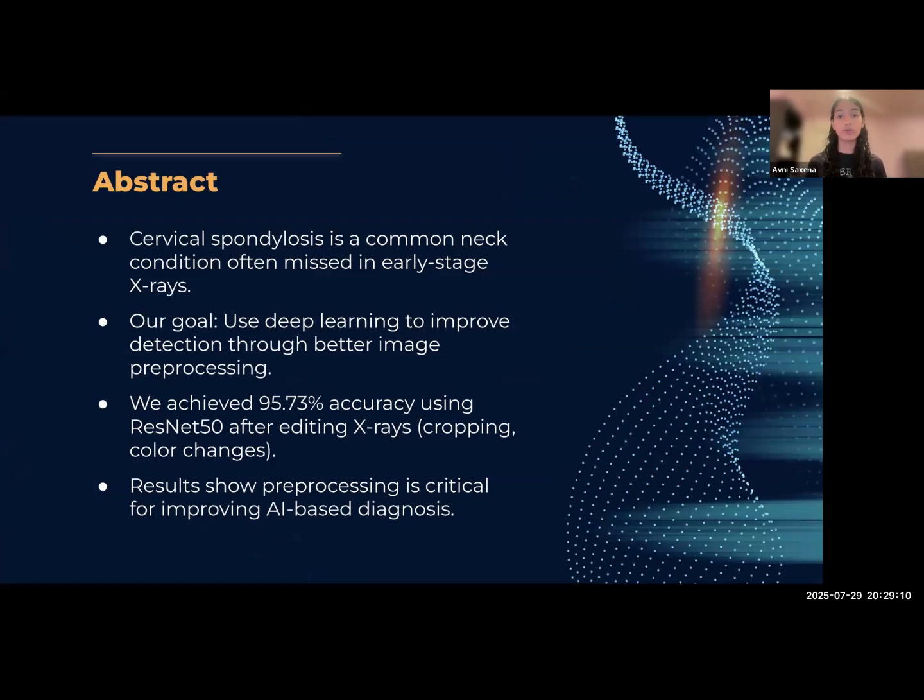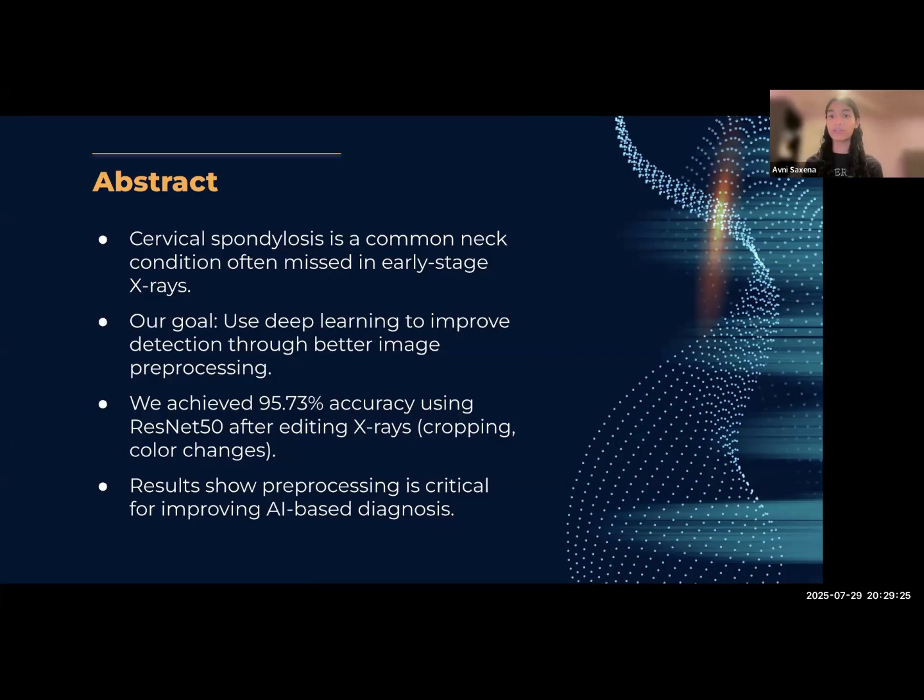So, for a quick overview abstract of what we're doing, cervical spondylosis is a condition that affects the bones and the joints in your neck as you get older. And it can cause pain, stiffness, or even nerve issues. But on an x-ray, especially in the earlier stages, it's very hard for doctors to spot.